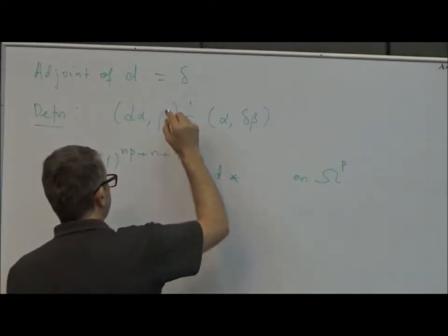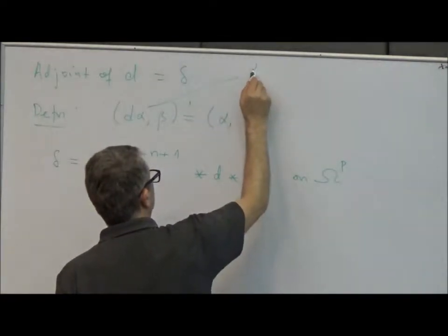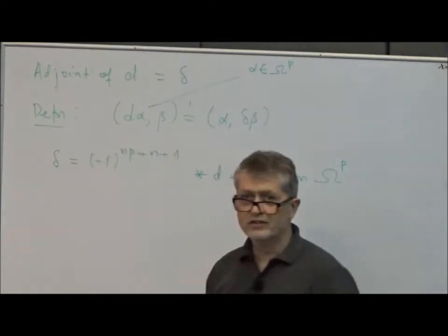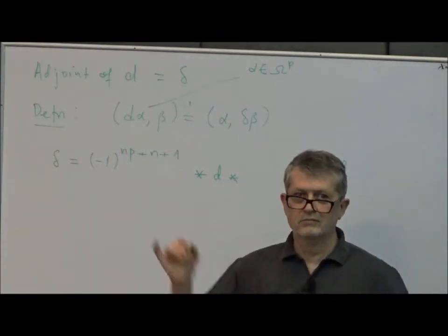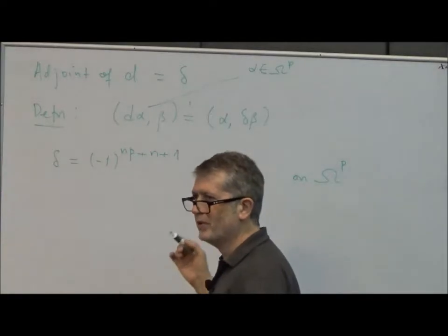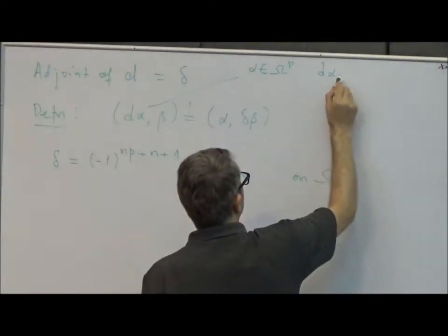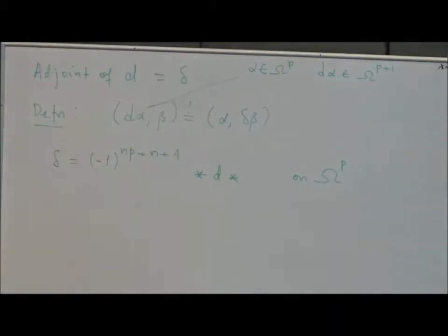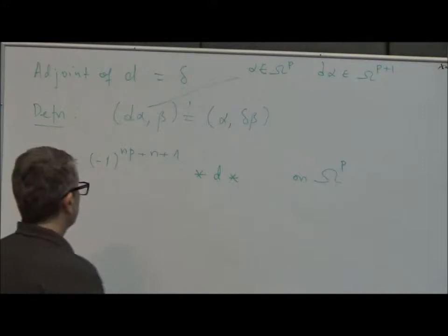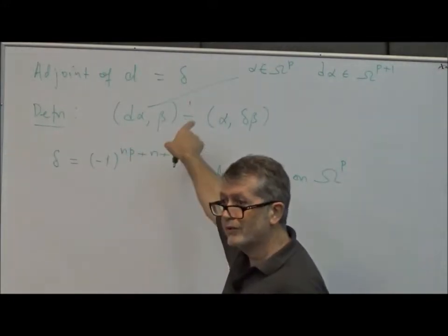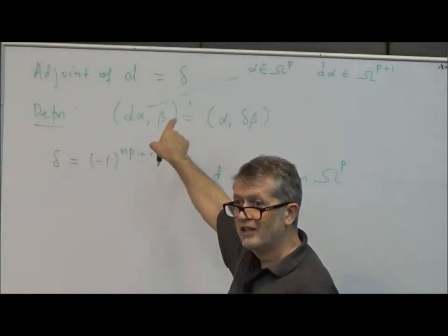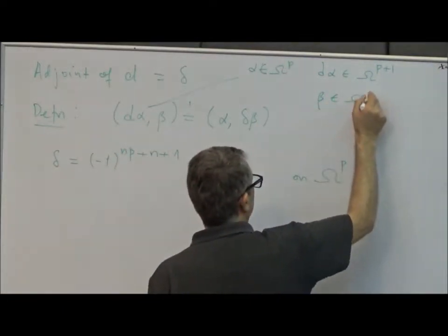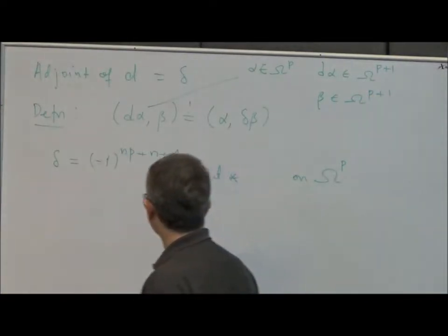So if alpha is a p-form here, so alpha is an element of omega p, where is d alpha? It's just a map to omega p plus 1. So d alpha is an element of omega p plus 1. Don't worry about the fact that it's a differential map. So the only way we're going to get an inner product here is if beta is an element of omega p plus 1. So beta must be an element of omega p plus 1.